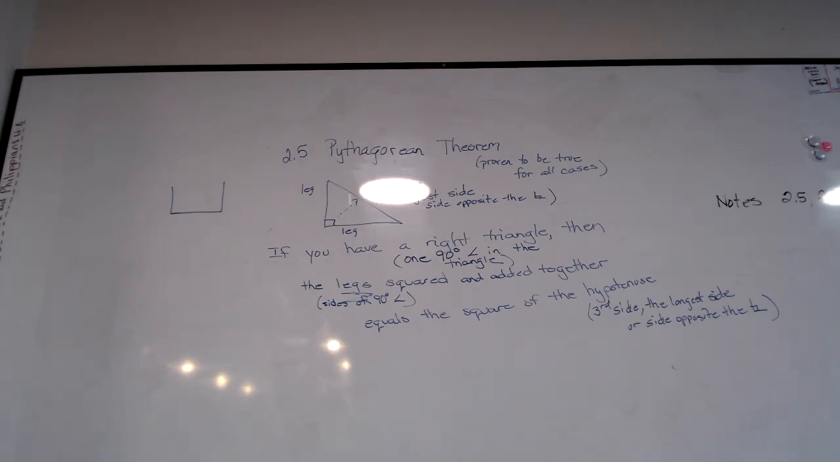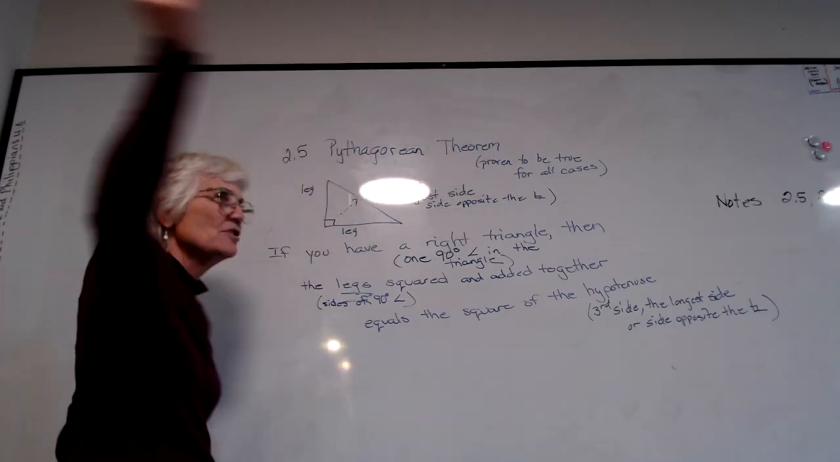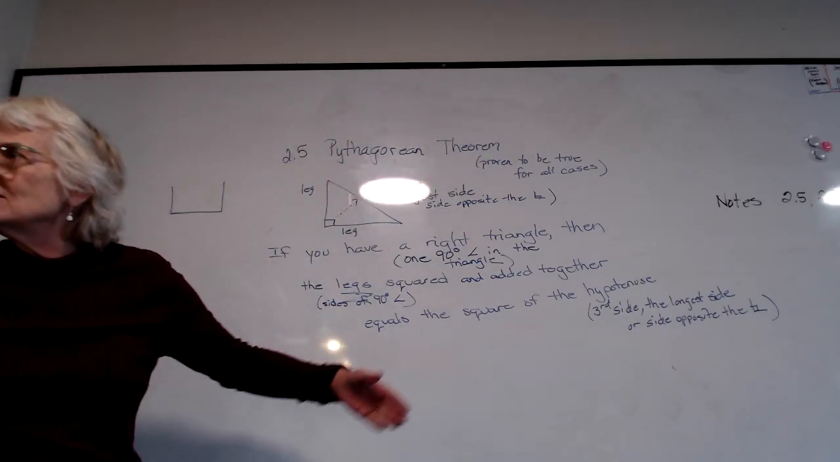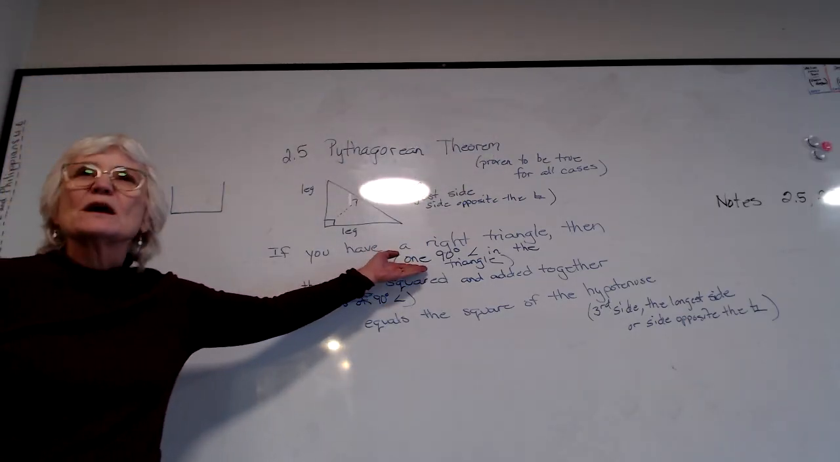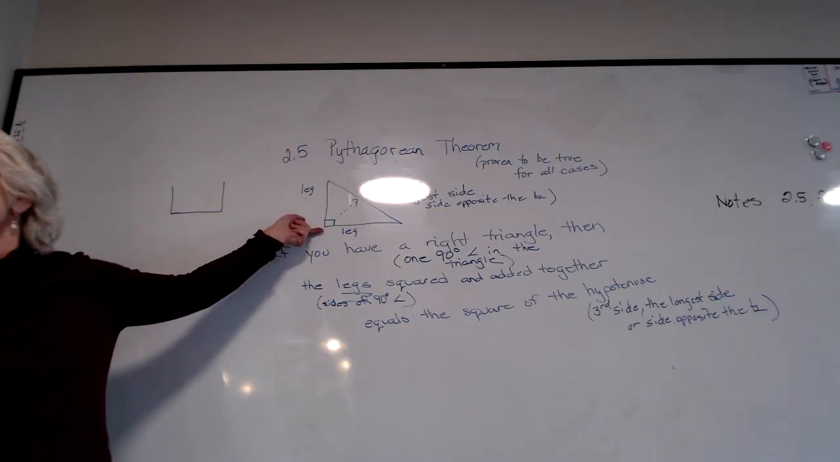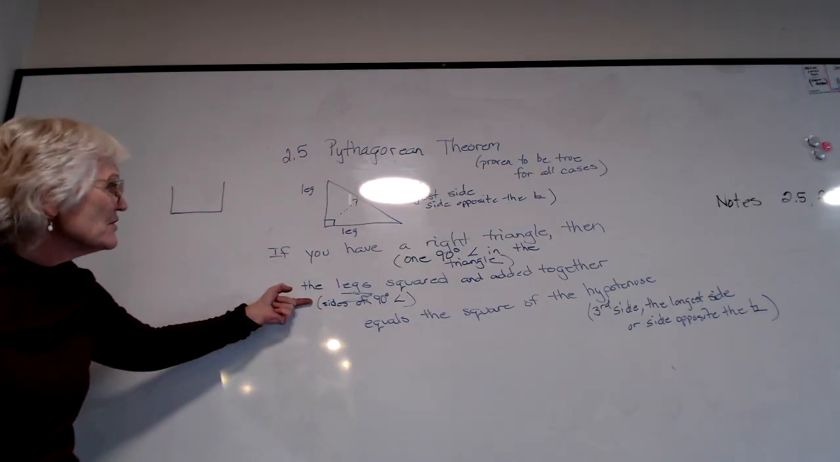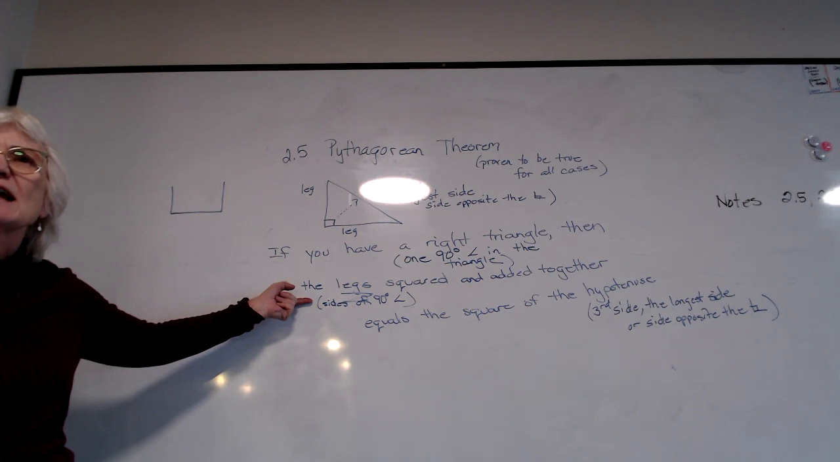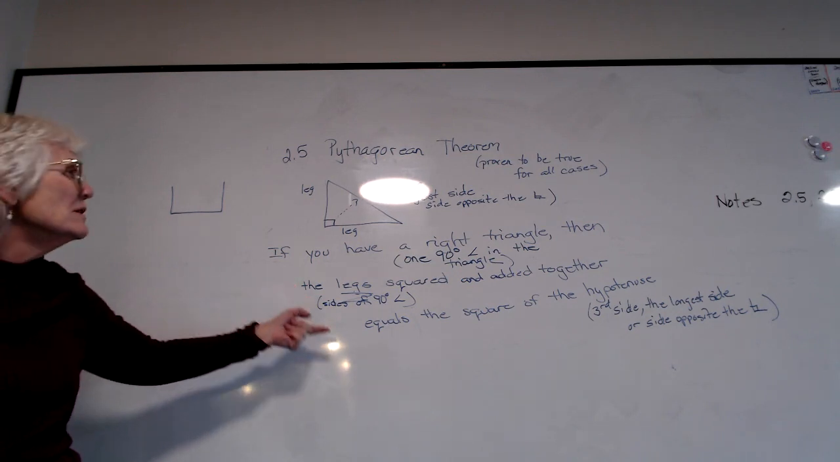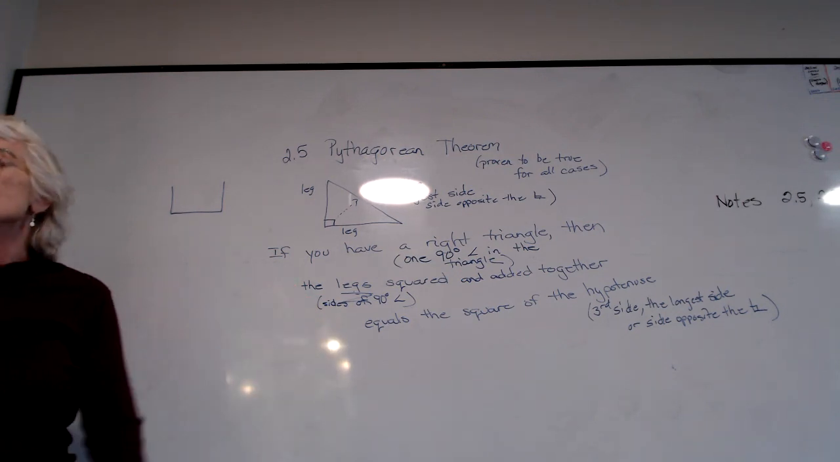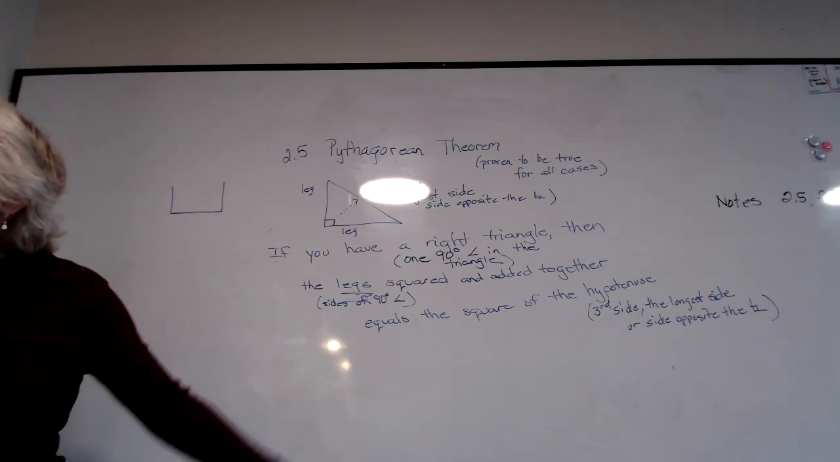I don't really care if you can tell me that. I want you to be able to identify the hypotenuse, okay? If I give you a right triangle, you better identify that. What this tells me is that we just need to know basically that it's a right triangle, yes, it has a right angle in it. We need to know that the legs squared and added together equal the square of the hypotenuse.